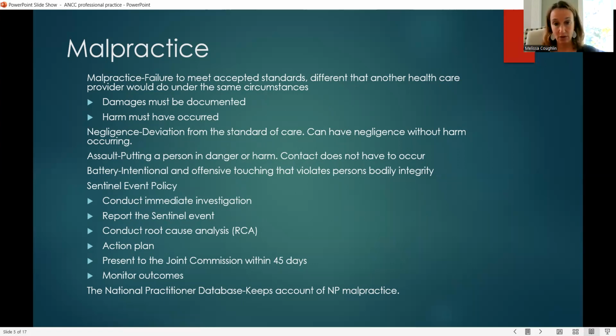Assault is putting a person in danger or harm, but contact does not have to occur. I've had a question on that. Battery is the intentional or offensive touching that violates a person's bodily integrity. If a sentinel event occurs, the policy is to first conduct an immediate investigation, report the sentinel event, do an RCA, which is a root cause analysis, make an action plan, present the event to the Joint Commission within 45 days, and then monitor outcomes. In the National Practitioner Data Bank, you might see that, is where all NP malpractice events are stored.